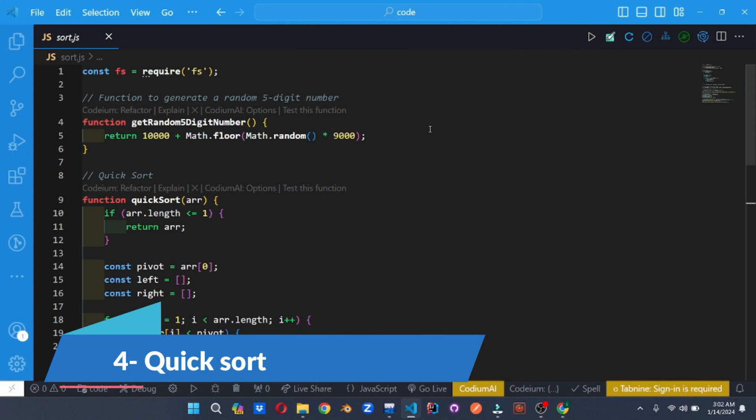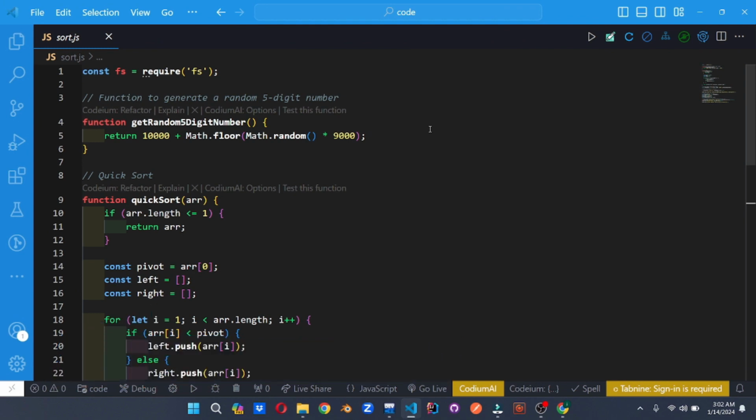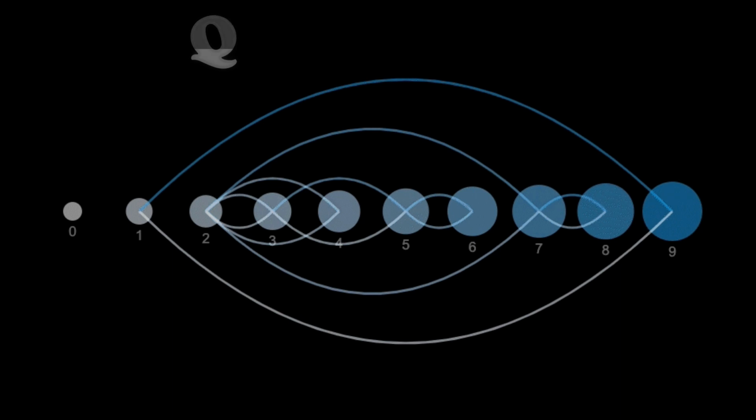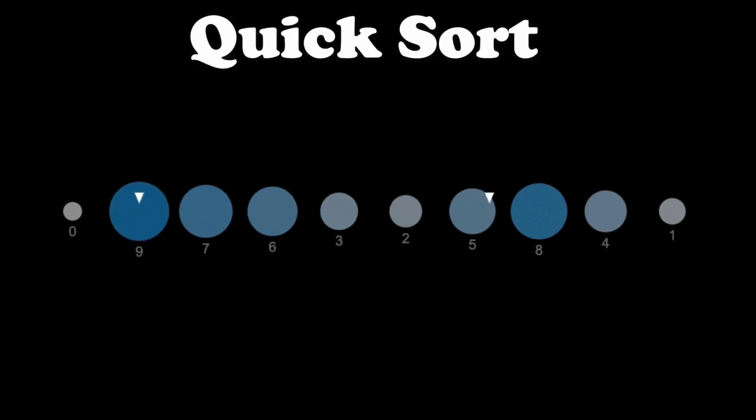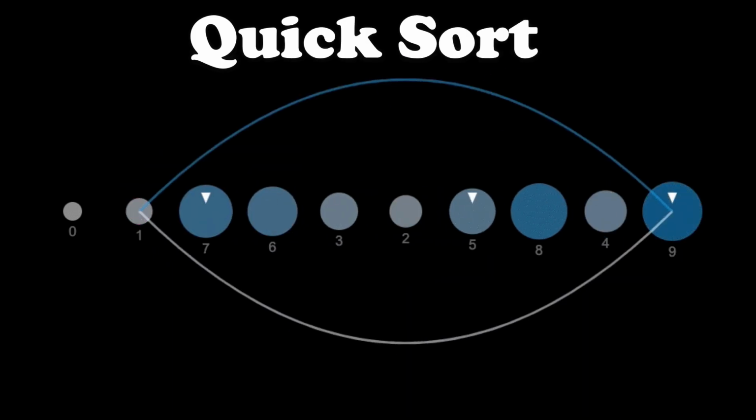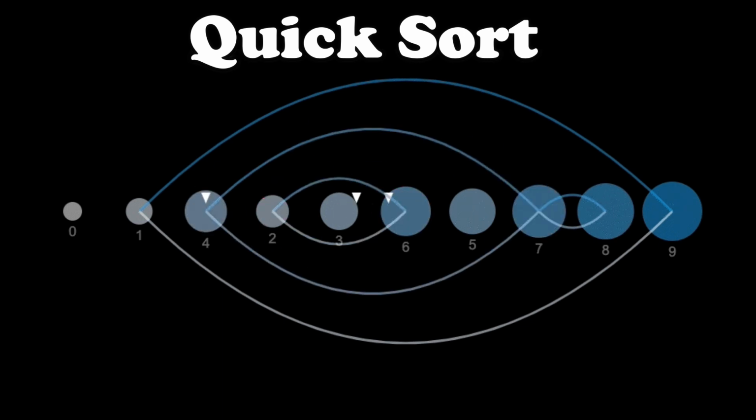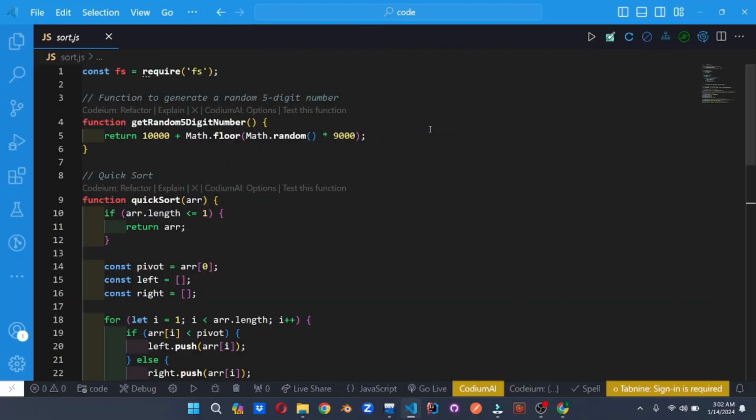Time to set up the game with quicksort. A fast and efficient divide and conquer algorithm. It's like throwing a party where guests rearrange themselves around a chosen pivot until everyone is in the right spot. Is it hard to understand this? Don't worry, let's go and view the code and try to understand it.